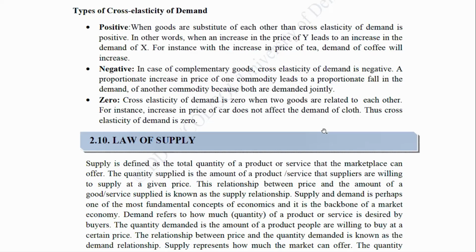Third, zero. Cross elasticity of demand is zero when two goods are not related to each other. For instance, an increase in the price of cars does not affect the demand for cloth. Thus, cross elasticity of demand is zero.